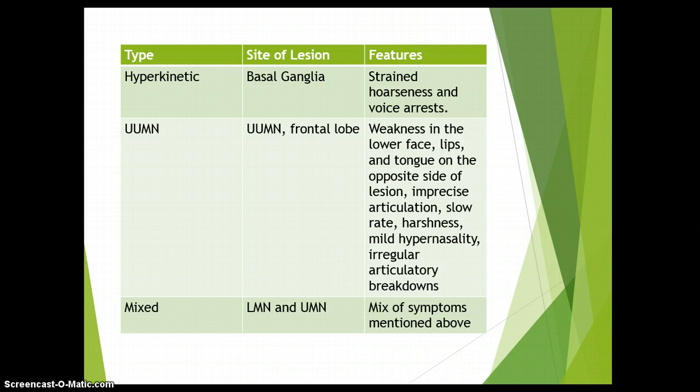The sixth one is unilateral upper motor neurons. The site of lesion can be found in the unilateral upper motor neurons or the frontal lobe. Some of its characteristics are weakness in the lower face, lips, and tongue on the opposite side of the lesion, imprecise articulation, slow rate, harshness, mild hypernasality, irregular articulatory breakdowns. The last one is mixed, and it's a mix of symptoms mentioned above.